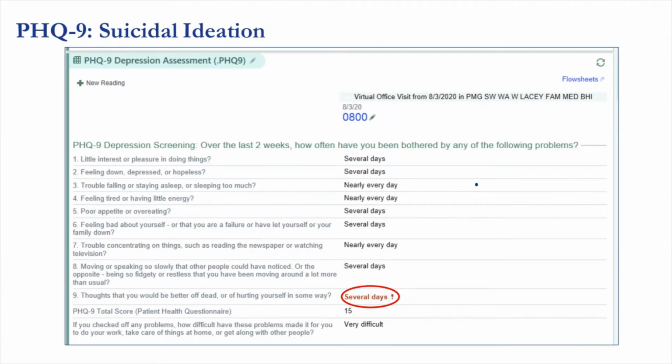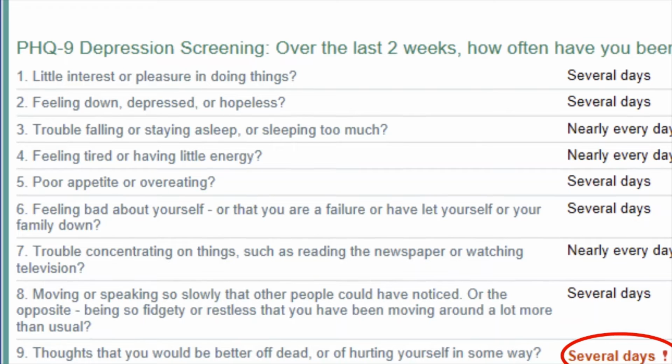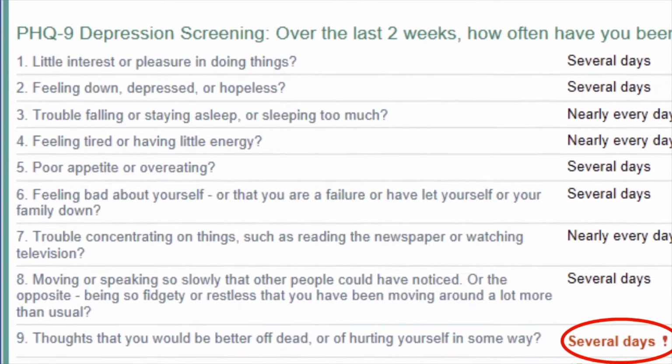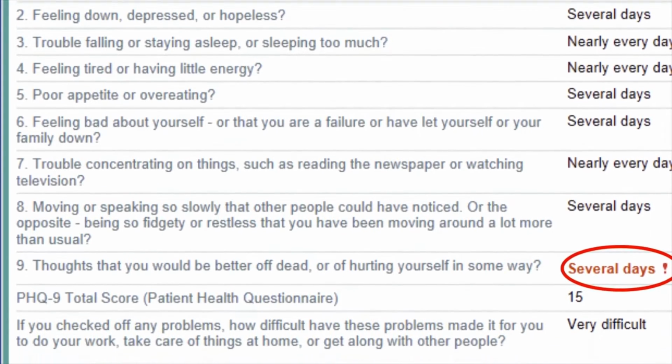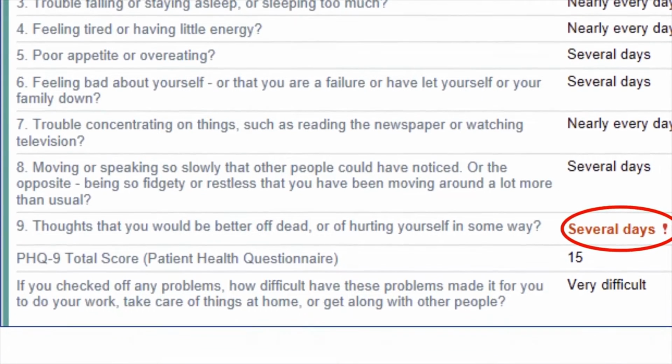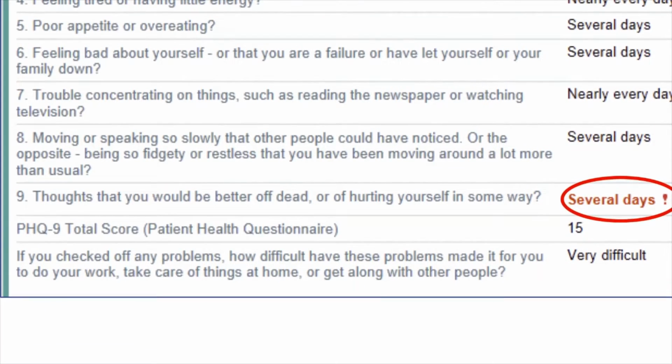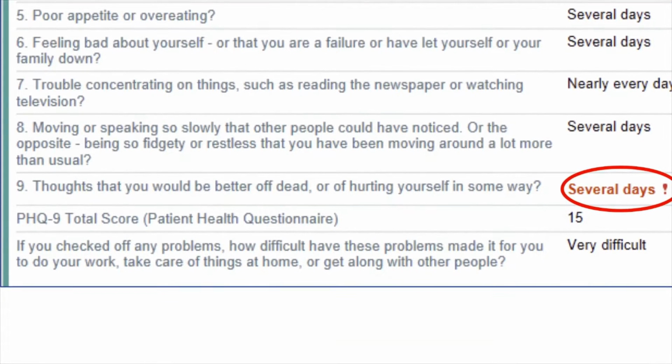The PHQ-9, or the Patient Health Questionnaire, is a self-administered questionnaire that can also be administered in person, on the telephone, or virtually. It's used for diagnostic purposes to quantify symptoms of depression. It's used to assess the severity of symptoms, and each item on the PHQ-9 is scored from 0 to 3, with overall severity of scores from 0 to 27.